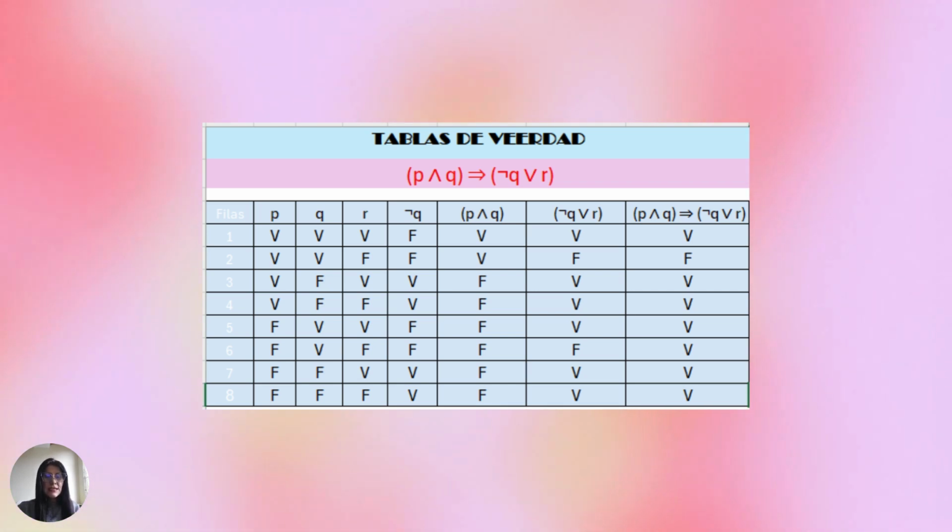In this case, the result is a contingency. Why? Because it has true and false statements or propositions.